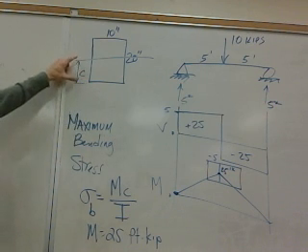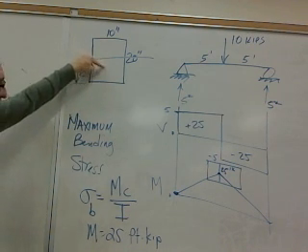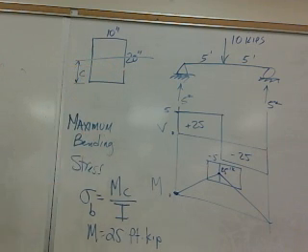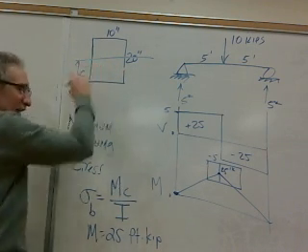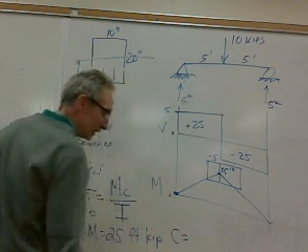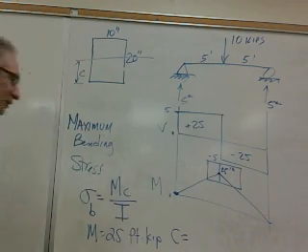Now C doesn't have to be that. I could look for bending stress 2 inches down from the neutral axis, but in this case, we're going to take it to the outside edge. And what would my C distance be then? 10 inches.